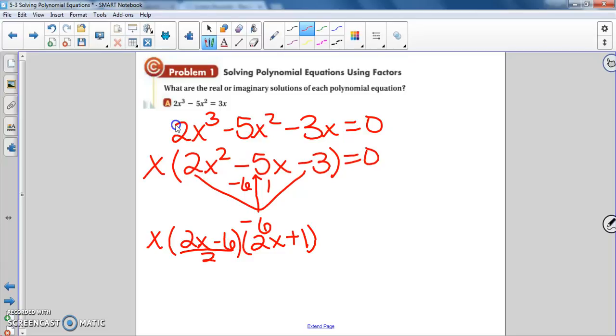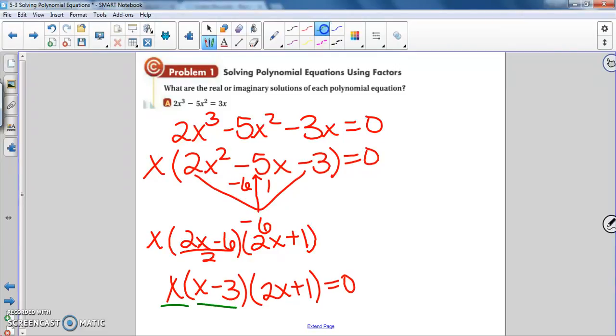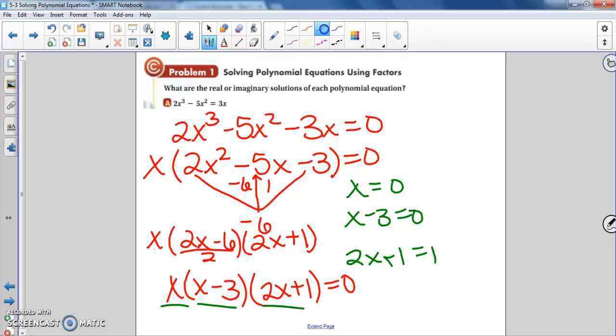I'm going to divide this one by 2. So our factored form is x times x minus 3 times 2x plus 1 is equal to 0. I now take each factor and set each factor equal to 0. So x is equal to 0, x minus 3 equals 0, and 2x plus 1 equals 0. Giving me my solutions of x is equal to 0, 3, and negative 1/2.